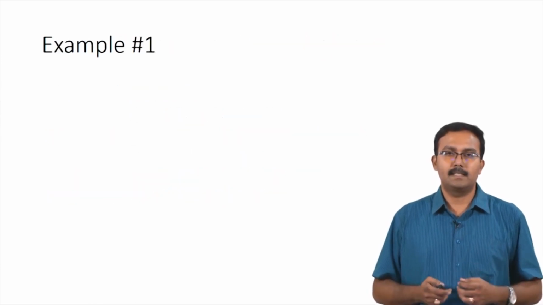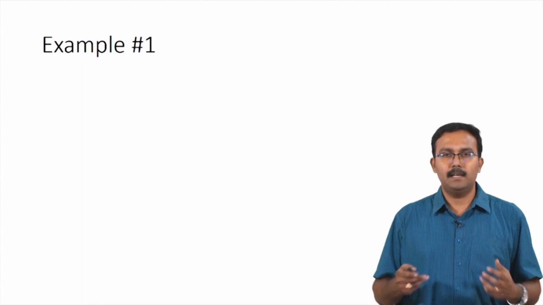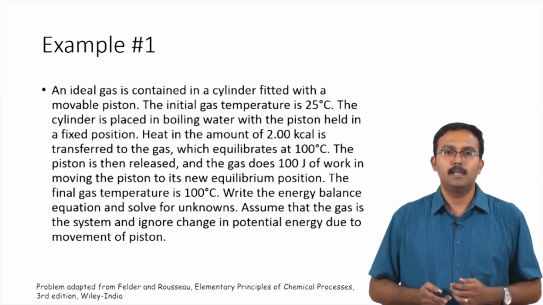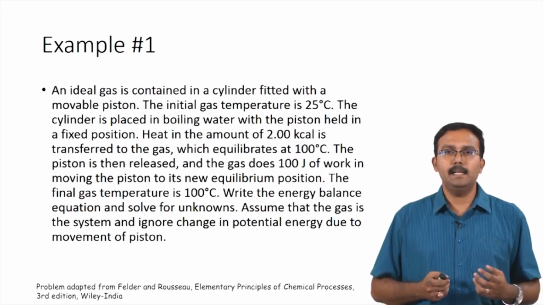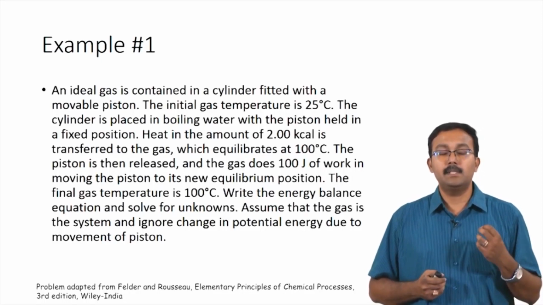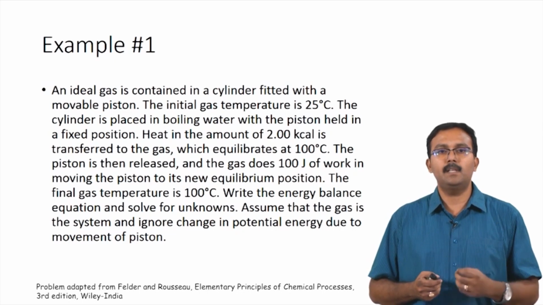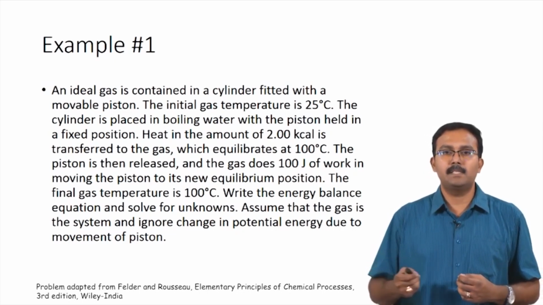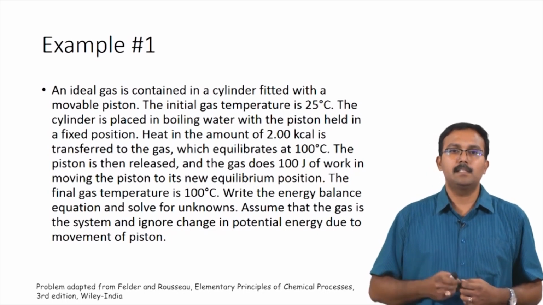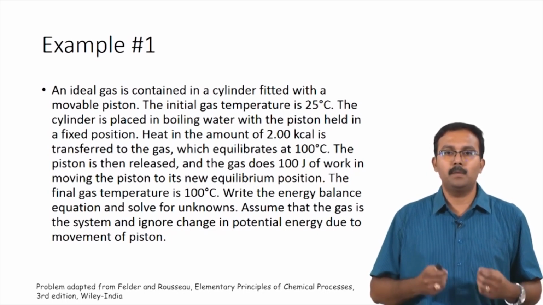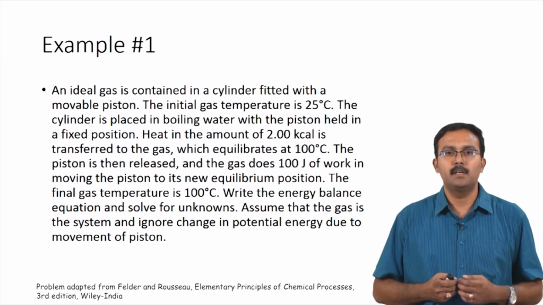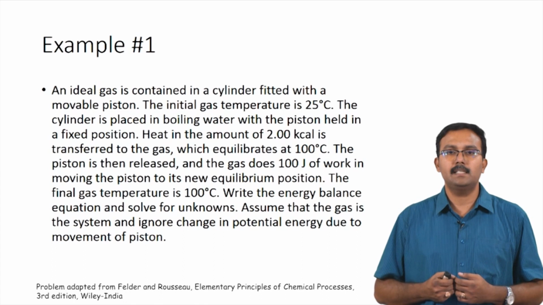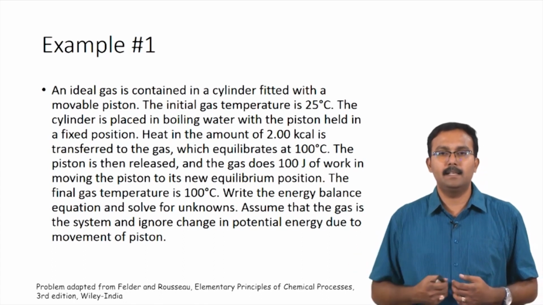So, let us look at an example problem which would help us understand and perform energy balance calculations for a closed system. Here is the example. An ideal gas which is contained in a cylinder is fitted with a movable piston. The initial gas temperature is 25 degrees Celsius. The cylinder is placed in boiling water with the piston held in a fixed position. Heat in the amount of 2 kilocalories is transferred to the gas, which equilibrates at 100 degrees Celsius.